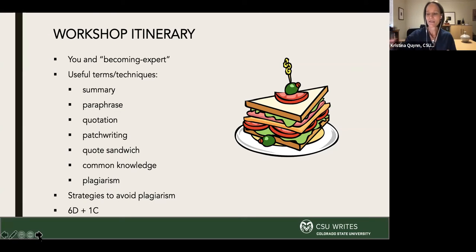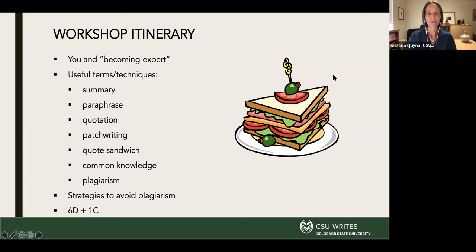Our workshop itinerary: we're going to talk a little bit about the relationship between reading and writing and what it is that you do and how it is that you become an expert. That will be filtered throughout our presentation today. We're going to talk about some useful terms and techniques that correspond with those, talk about some strategies for avoiding plagiarism, and then something for the 6Ds and 1C. These are the key strategies or techniques for you to take away.